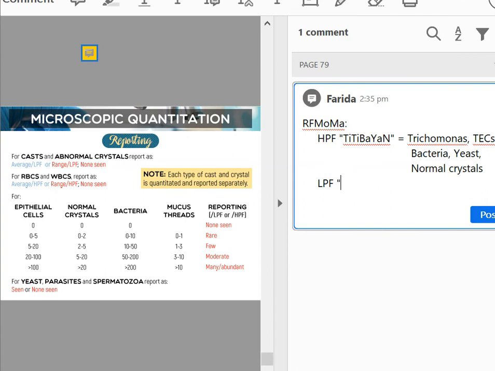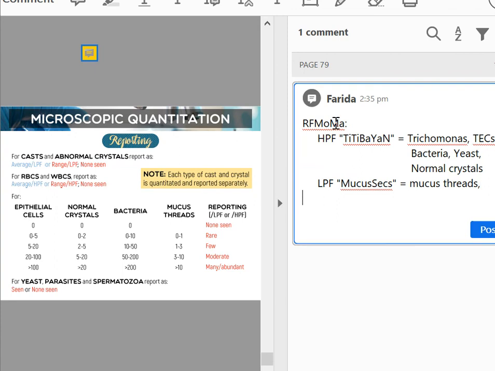Alright, and then if LPF, we use the term "mucous sex." Mucous sex stands for, simple lang, mucous threads and squamous epithelial cells. Okay? So again, RF MOMA: rare, few, moderate, many.